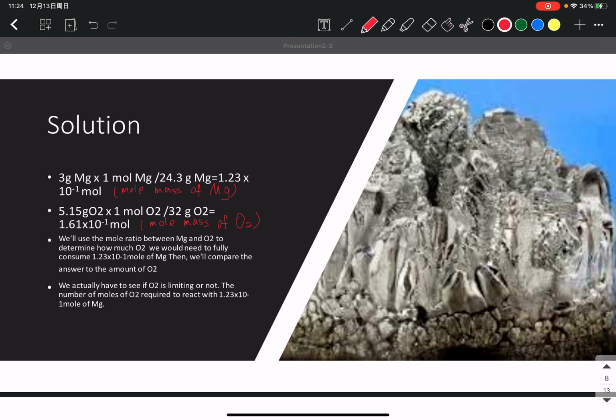which is 1.23 times 10 to the negative power mole of magnesium. Then we compare the answer to the amount of oxygen. We actually have to see if oxygen is limiting or not. The number of moles of oxygen required to react with 1.23 times 10 to the negative power mole of magnesium.